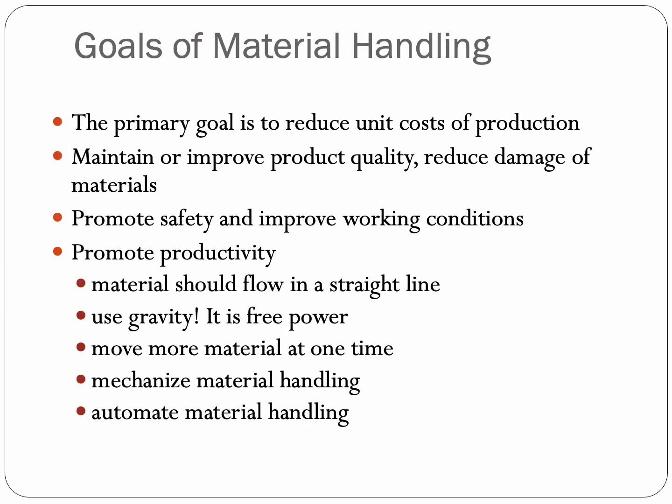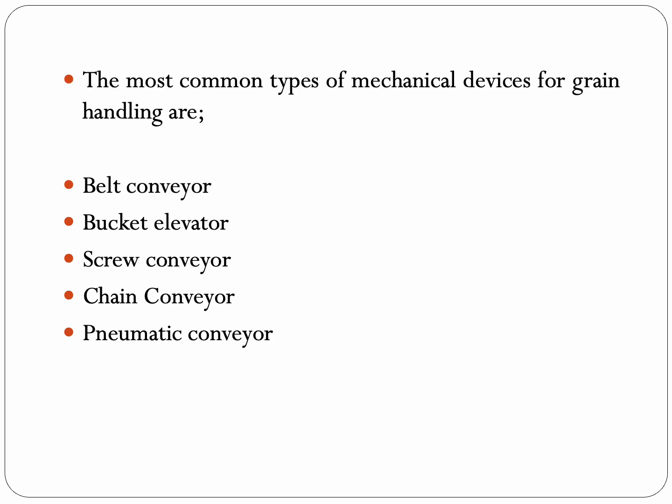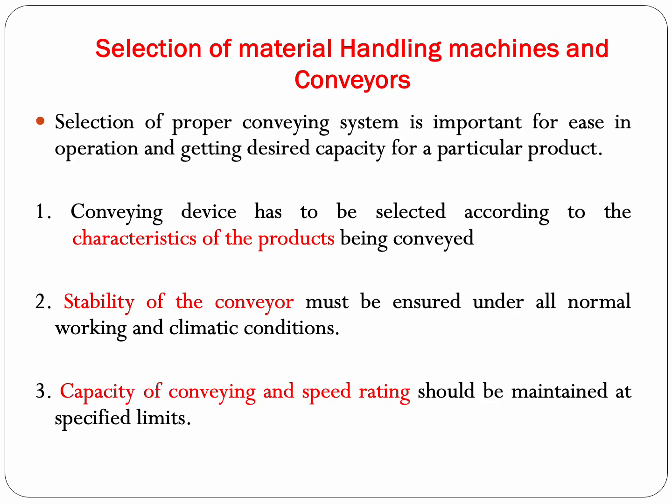The main goals of material handling are to promote safety and improve working conditions, promote productivity, use gravity, mechanize and automate material handling, and also maintain or improve product quality with reduced damage to the materials. The most common types of mechanical devices for grain handling are the belt conveyor, bucket elevator, screw conveyor, chain conveyor, and pneumatic conveyor.